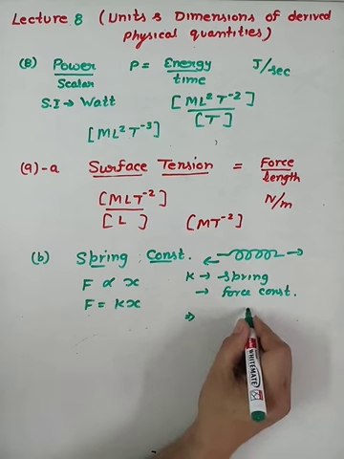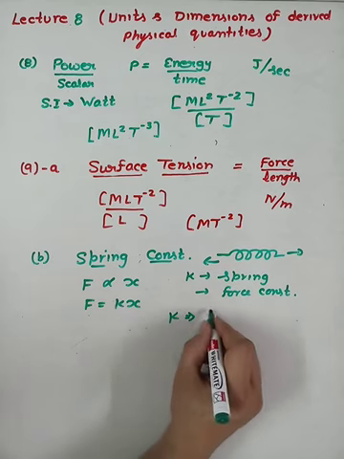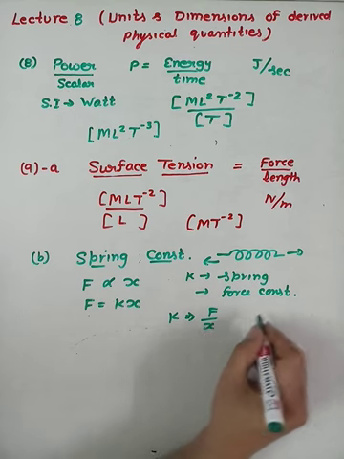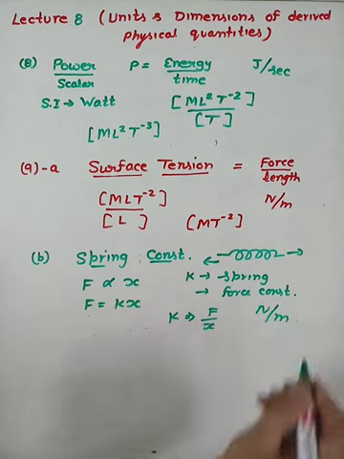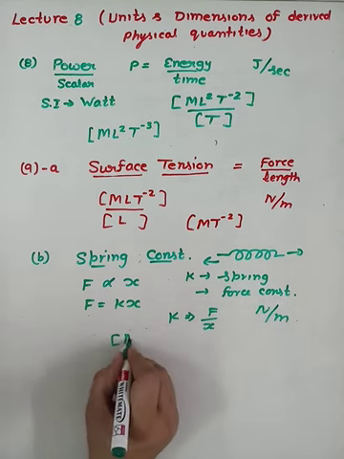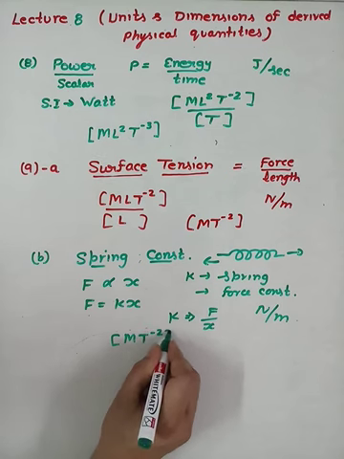Since its unit will also be the same, k is F by x, x is length, therefore its unit is Newton per meter, and dimension will be the same, MT⁻².